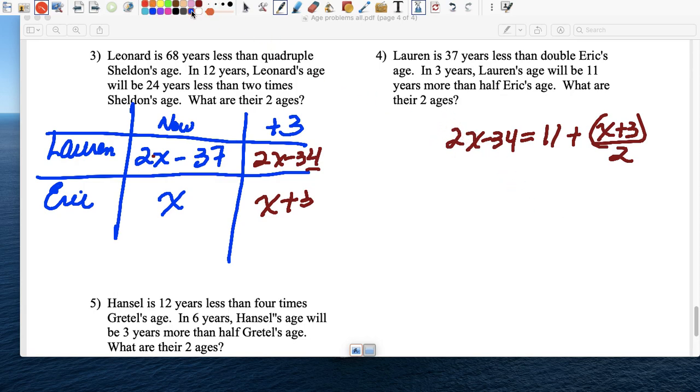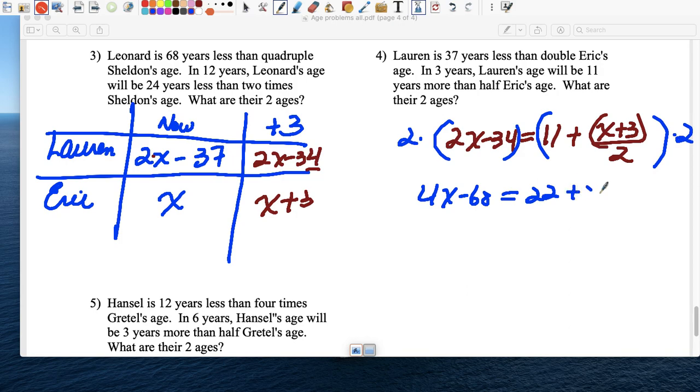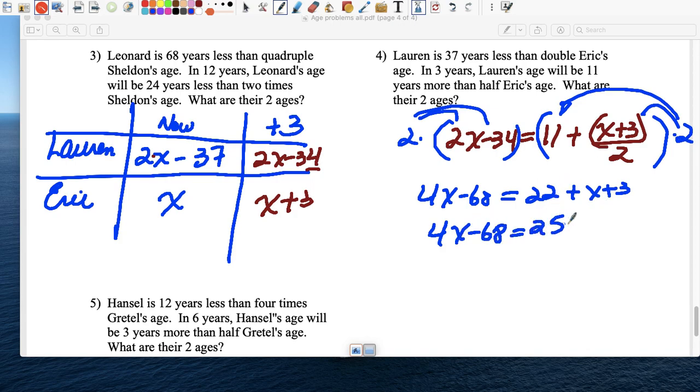You're going to multiply everything on the left side by 2, and everything on the right side by 2. That way I don't have to worry about fractions. So we get 4x minus 68 equals 22 plus x plus 3, right? Multiply this times this, and you get that. So 4x minus 68 equals, let's add these two, 22 and 3 is 25 plus x.